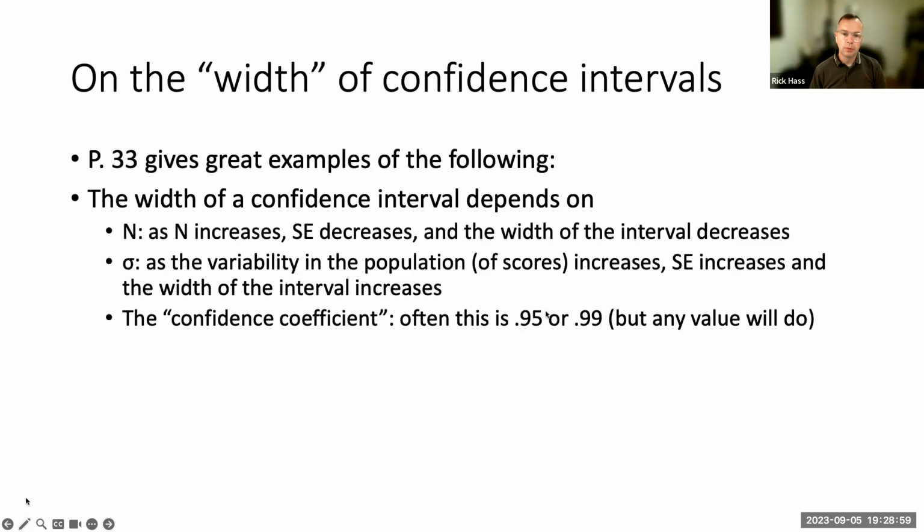So 0.95, or the 95% confidence interval, is going to be our default. Some people sometimes use 0.99, 0.90. That doesn't so much matter. But as you increase the confidence coefficient, you increase the width. Right? So to be 99% sure of something versus 95% sure, you're going to include more stuff. That's the idea there.